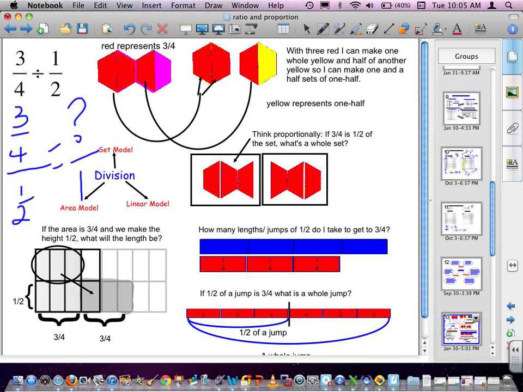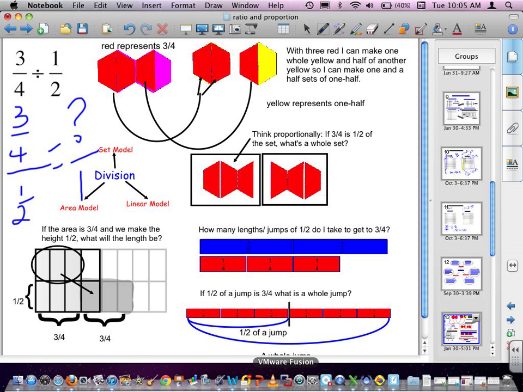Okay, now here's my favorite model, and don't ask me why, I just love it. Because I have an affinity for the area model. We get along well, me and the area model. We're happy together. So I want you to imagine that this was a sheet of paper, and I folded it into quarters, and I shaded 3 of them. You okay with that?